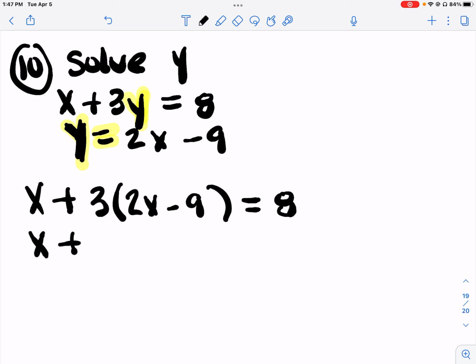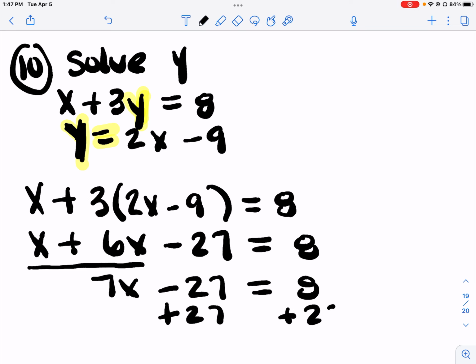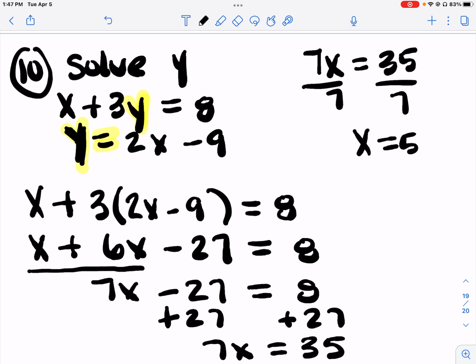Okay, now I can distribute the 3. Combine like terms. Add 27. Getting x by itself. So 7x equals 35. So x equals 5. But that's not what the question wanted. It said solve for y. So we've got a little more work to do.